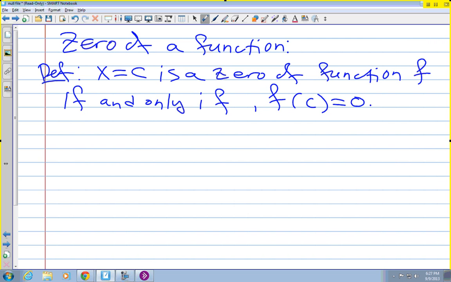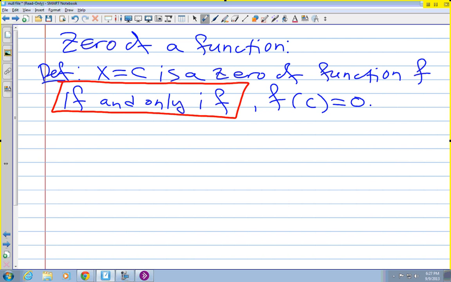So basically, whatever turns your function into 0, whatever the value of the variable that turns your function into 0, is called a zero of the function. Okay? Now, this whole bit, the "if and only if" part, have you seen those statements before?